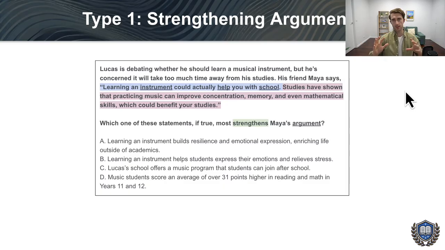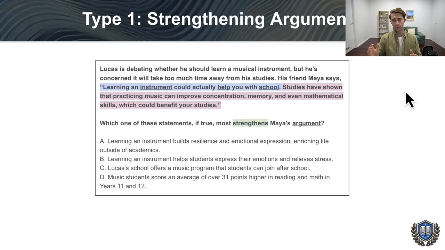It's the reasoning why we have the conclusion. And so every single argument you see, it can be broken into two key components, two key parts. The reasoning and then the conclusion. The conclusion is the main point, the main idea. The main idea is that learning an instrument could actually help you. Then the reasoning is the why. Why is that the case? Why should we believe that? Well, we should believe that because studies have shown that practicing music can improve concentration, memory, and even math skills, which could benefit your studies.